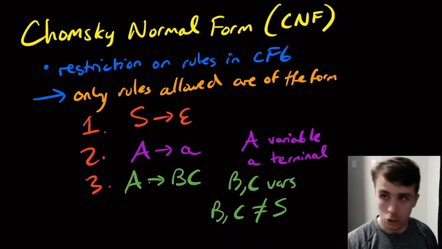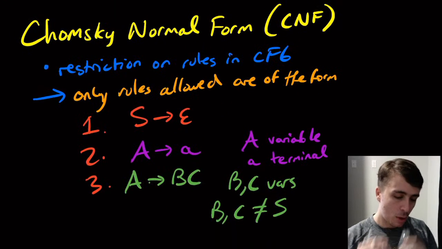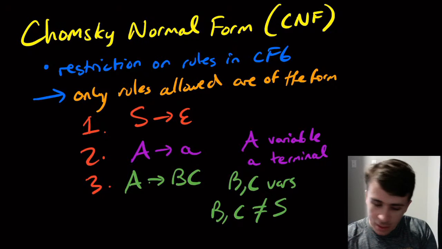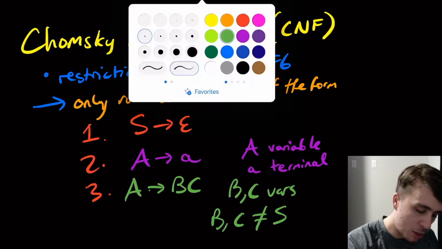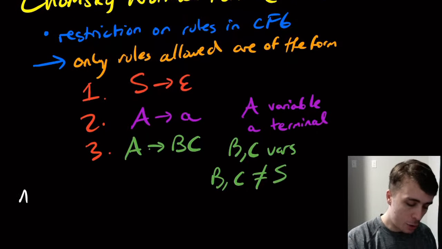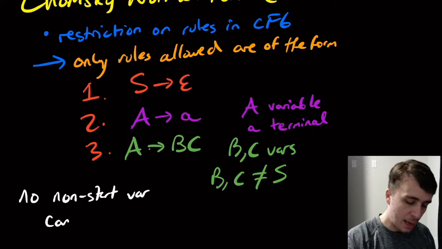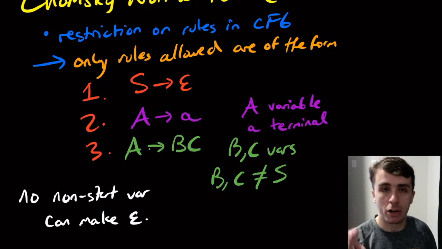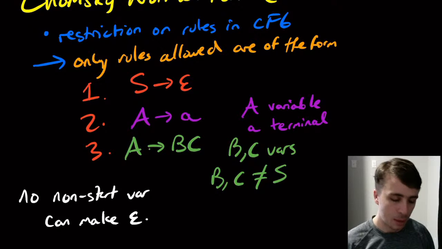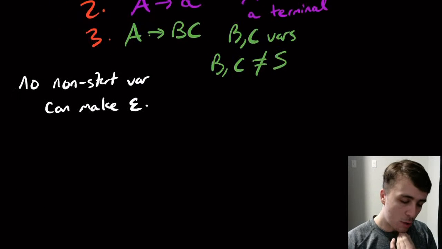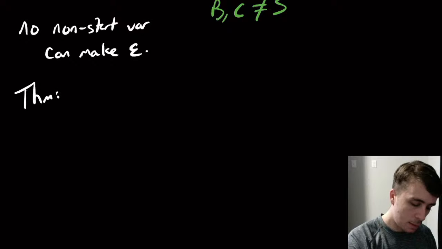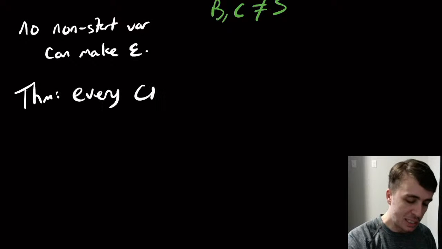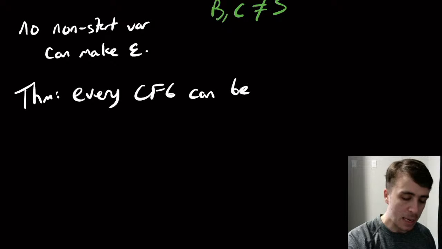So let's talk about Chomsky Normal Form. One thing that we noticed when I was talking about it was that no non-start variable can make the empty string. It's just impossible because the only variable that can make it is the start one. So what we're going to actually show here is that every CFG can be converted into CNF.